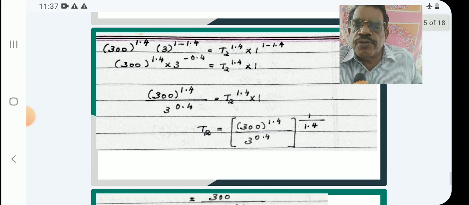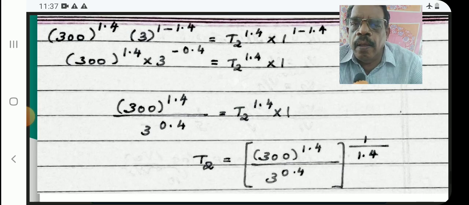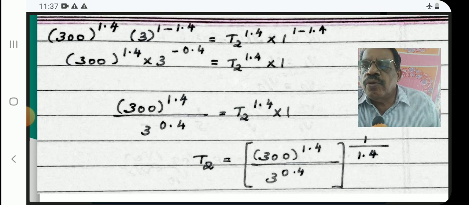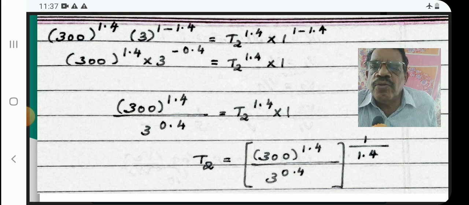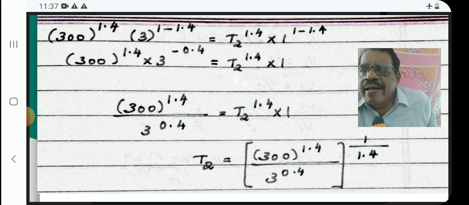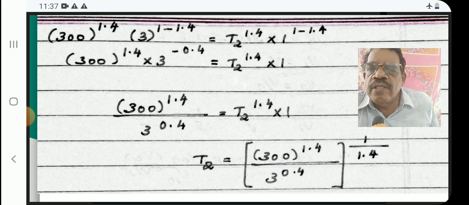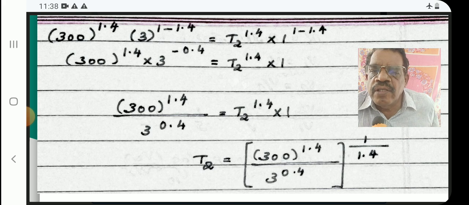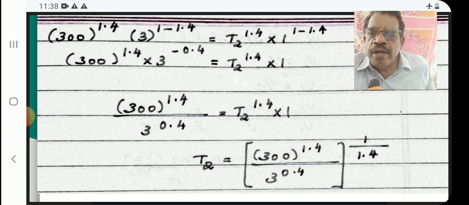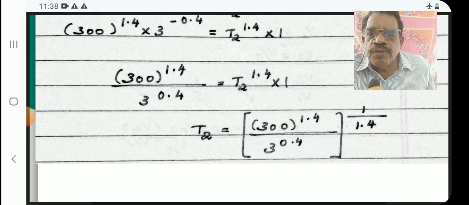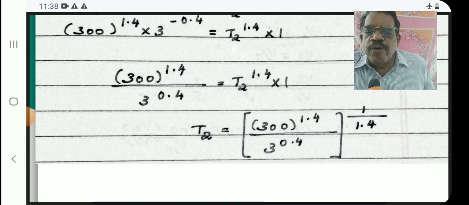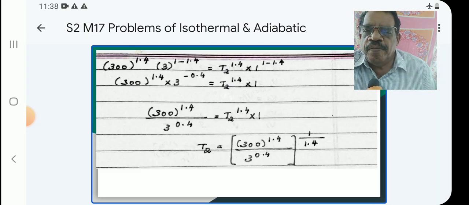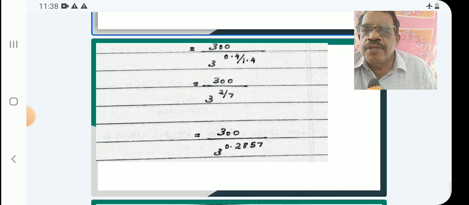And that you substitute the values. 300 raised to 1.4 into 3 raised to 1 minus 1.4 is T2 raised to 1.4 into 1 raised to 1 minus 1.4. So 300 raised to 1.4 into 3 raised to minus 0.4 is T2 raised to 1.4 into 1. Divide: 300 raised to 1.4 by 3 raised to 0.4 is T2 raised to 1.4. Take the 1.4th root. That is T2 is equal to 300 raised to 1.4 by 3 raised to 0.4, all raised to 1 by 1.4. That is 300 by 3 raised to 0.4 by 1.4, which is 2 by 7.